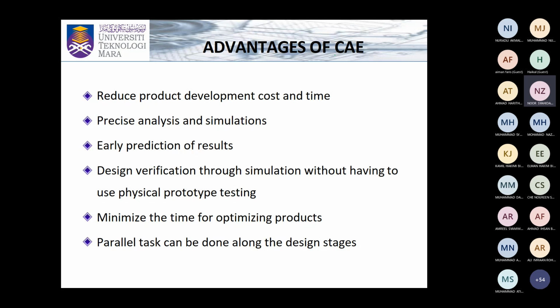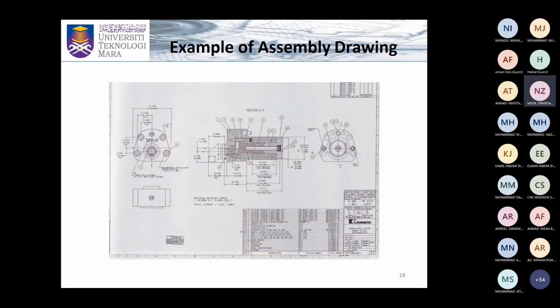Basically, what CAE does, it shortens your manufacturing time and cost. Because of CAE, we can forecast all possible errors that are going to come out, so that when you embark into manufacturing, the first run is the correct run. So that's the concept of it.